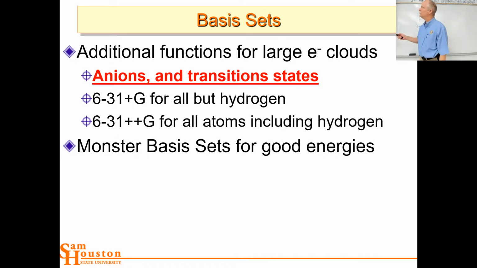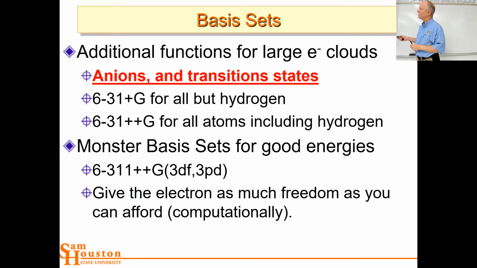So these diffuse functions can be added in front of that G. A single plus puts a larger s orbital on there, like it allows the next sized s orbital, on the heavy atoms first, and then the second plus will put them on the hydrogens.